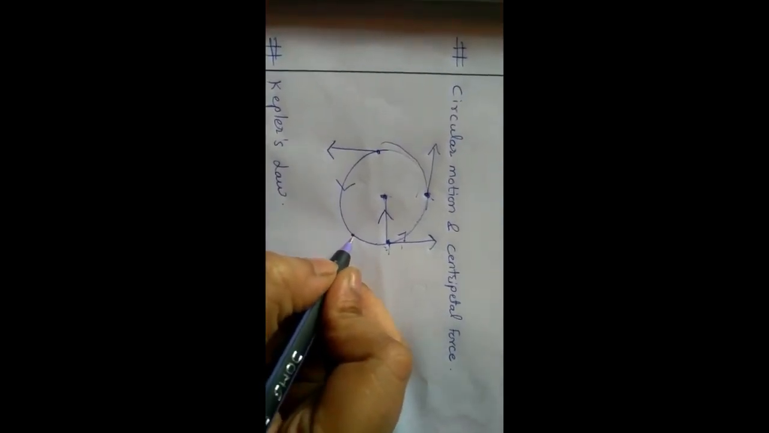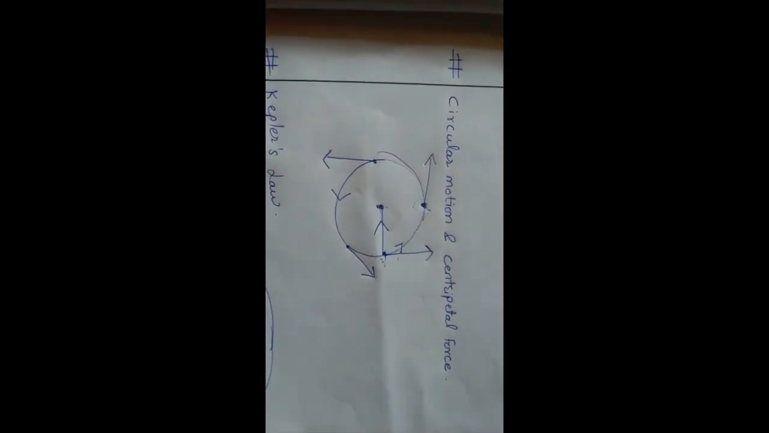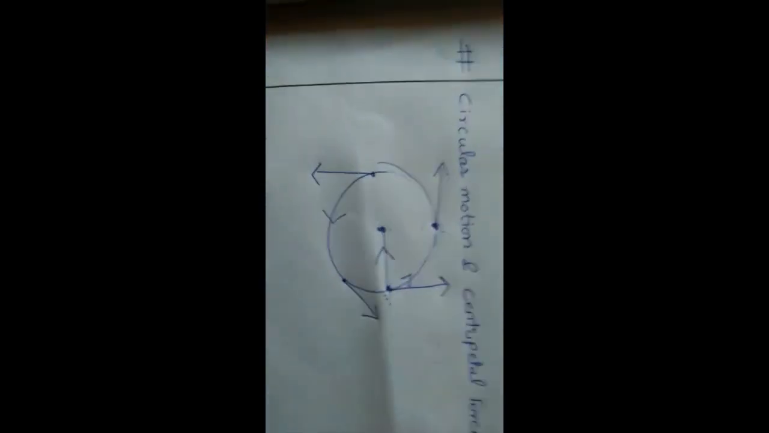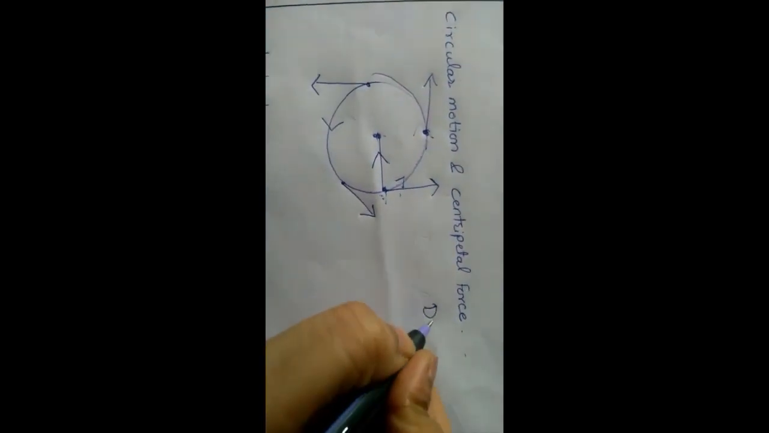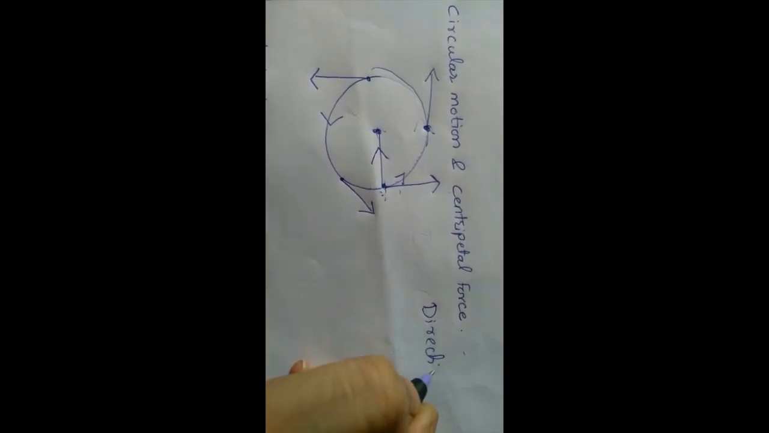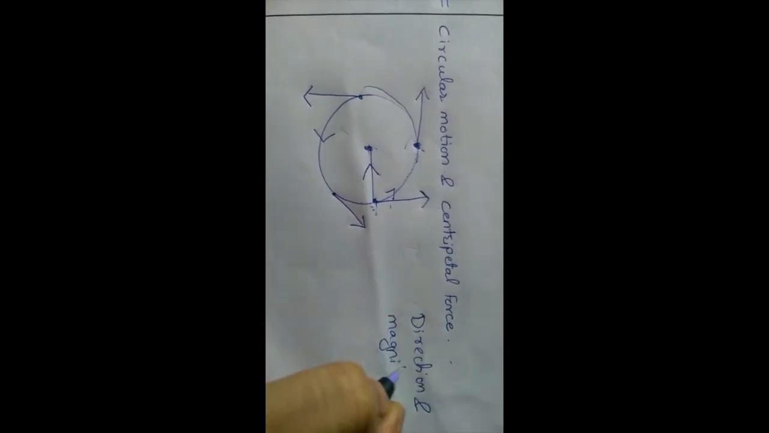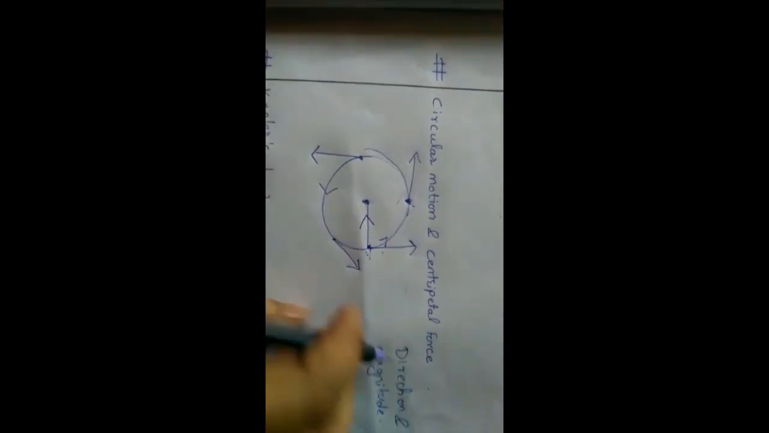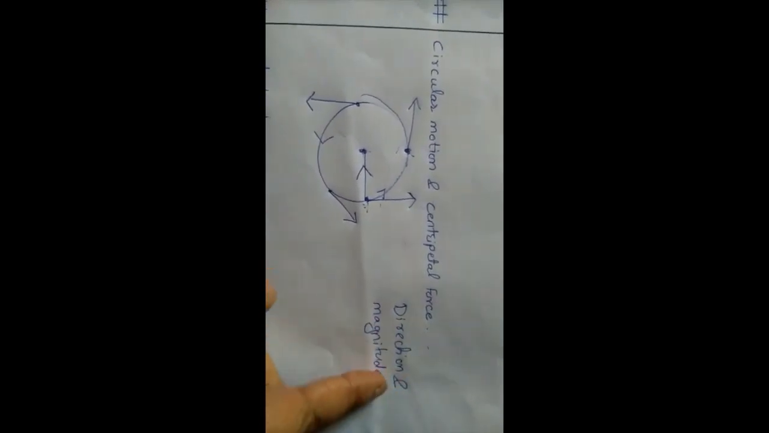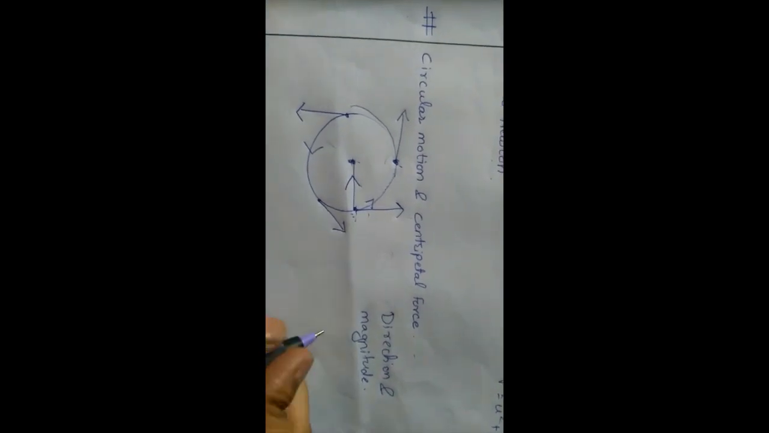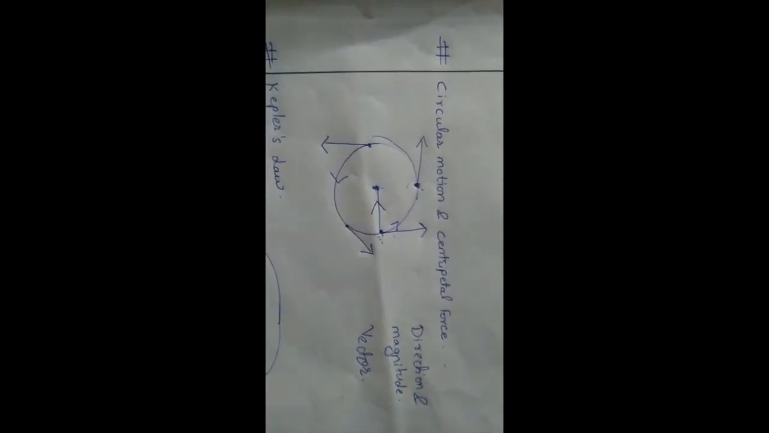So because velocity has direction and magnitude, it means that velocity is a vector quantity. All this I have taught you in the 9th standard. This is just a revision.